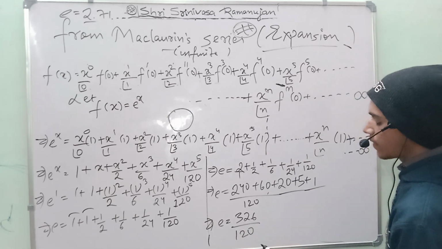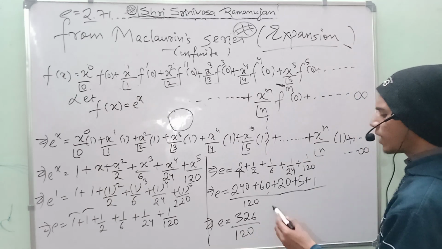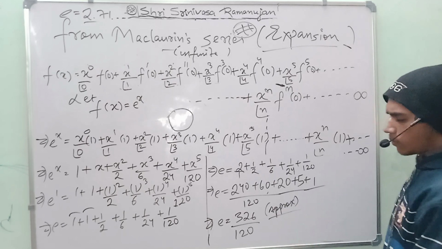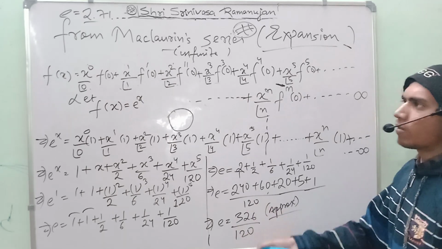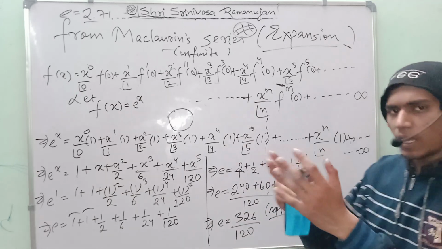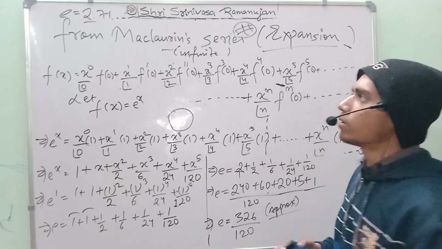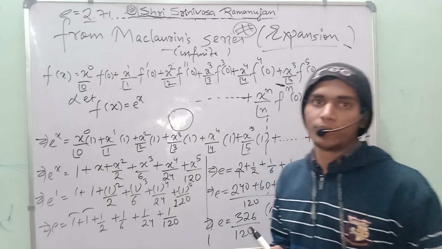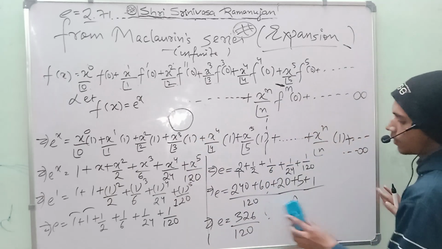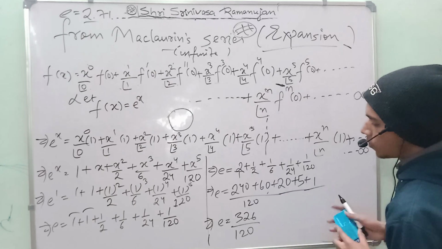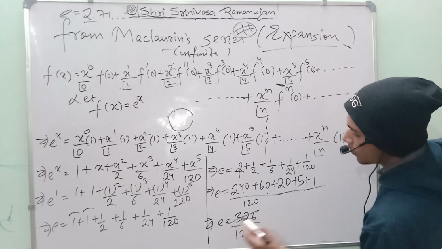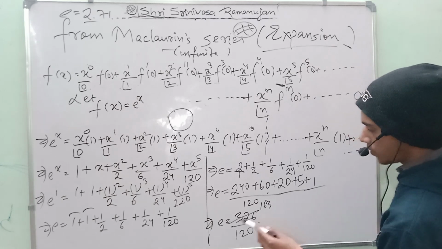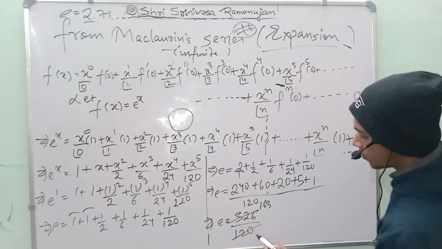That is the approximate value of E. The value that we are finding is an approximate value, because it is not terminating and not repeating. Isn't it? Okay. So 326 by 120, dividing both by 2 gives 163 by 60.